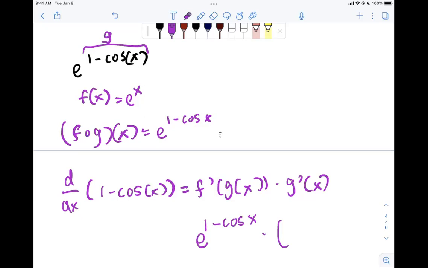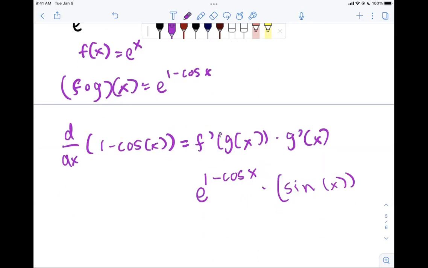of g of x. g of x is 1 minus cosine x, which means the derivative is just going to be, the derivative of 1 is 0, that doesn't matter, and the derivative of negative cosine is sine. So that's just times sine x. So there we go. It's just sine x times e to the 1 minus cosine x.